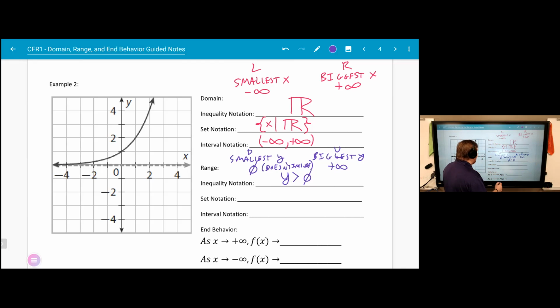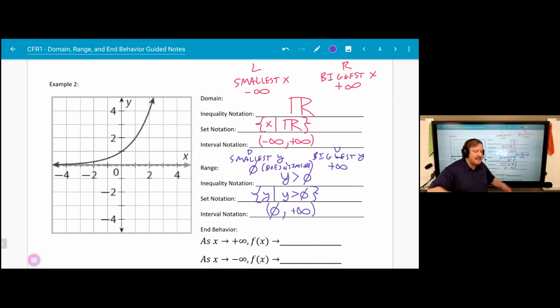And now we're going to do the same thing for set notation. The set of all numbers y such that y is greater than 0. In interval notation, we write the smallest number, which is 0, the biggest number, which is positive infinity. And don't forget your comma in between. Since it didn't include 0, it wasn't exactly 0, we put a parenthesis around it. And since we don't know an exact value for infinity, we put a parenthesis around that.